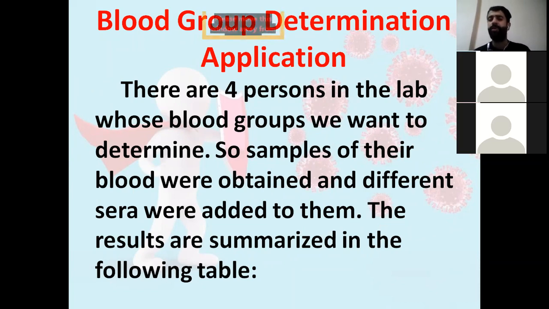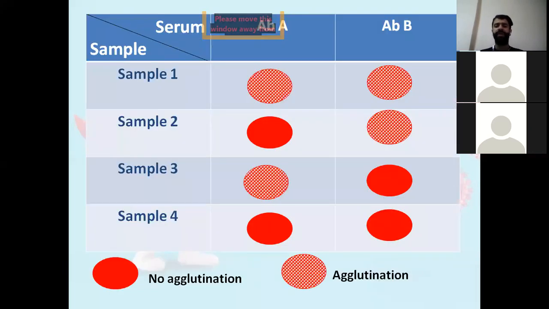So samples of these blood were obtained on different sera. Sera هي the plural of serum. Serum قلنا وهي containing antibodies. So بس نحكي عن serum عم نحكي عن antibodies، يعني أي cell بتعمل secretion for the antibodies؟ The B lymphocytes. عم نحكي عنها in the coming slides. So the results are summarized in the following table.